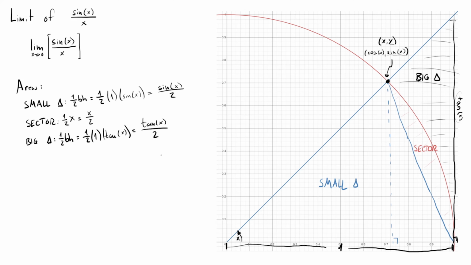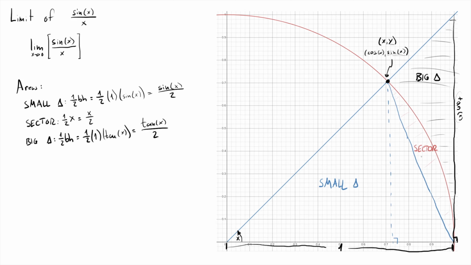So we now have our areas. And what I want to talk about now, or convince you of, is to say that the area of the small triangle, the sector, and the big triangle are somehow important to us. And let's figure out how that's so. Well, I would argue that the small triangle is always going to be smaller than the sector. The area of the small triangle is always going to be smaller than the sector.